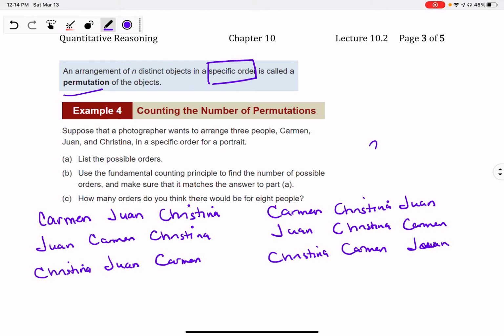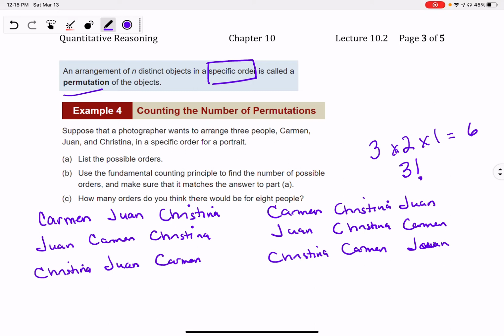We had 3 the first time. We have all 3 of them. Well, once we use that first person, then we only have 2 people left. And then after that, we only have 1 person left for that third spot. So 3 times 2 times 1 is just 6. So that's the same concept. That's just 3 factorial because each time we're taking 1 person away.